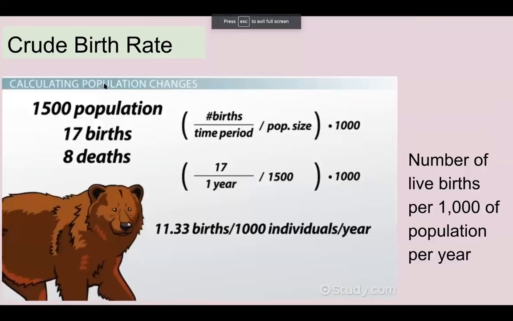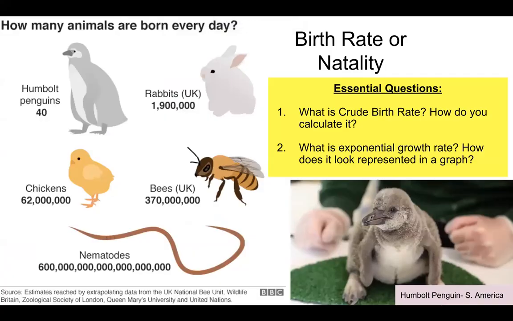So the first thing we're going to talk about is the birth rate or natality. As we go through the presentation, there's a couple of essential questions that I want you guys to keep in mind. Hopefully by the end of this presentation, you will be able to answer these two questions. The first question is, what is crude birth rate and how can you calculate it? And the second question is, what is exponential growth rate and how does it look represented in a graph? So keep those two questions in mind as we go through the presentation today.